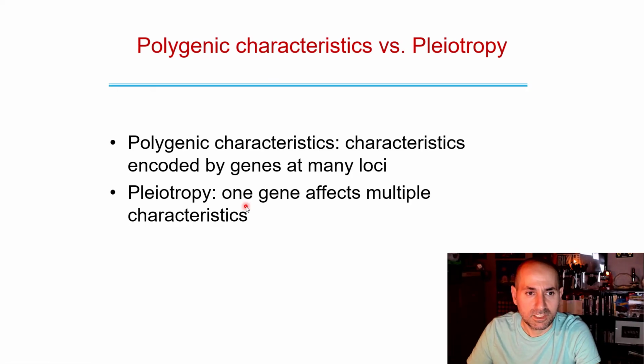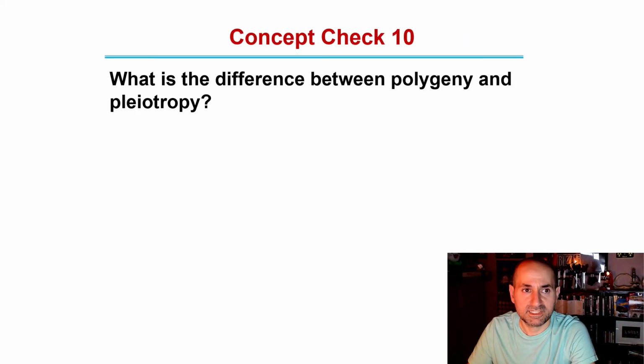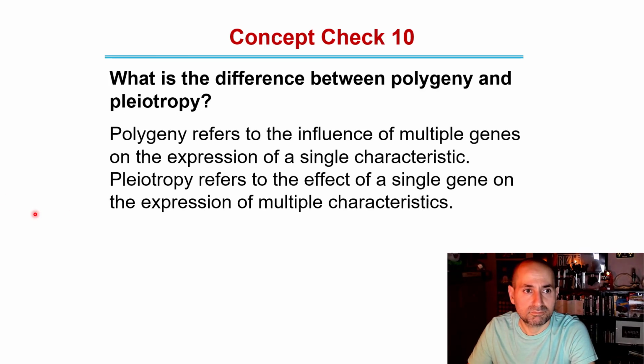And then pleiotropy, where one gene can affect multiple characteristics. You could have one gene play a role, let's say, in heart formation, and then it can play a role later on, maybe in blood vessel formation too. So you have one gene and it might have multiple different roles in development and then in the function of the body. So again, what is the difference between polygeny and pleiotropy? Polygeny refers to the influence of multiple genes on one characteristic. Pleiotropy is the effect of a single gene on multiple characteristics.